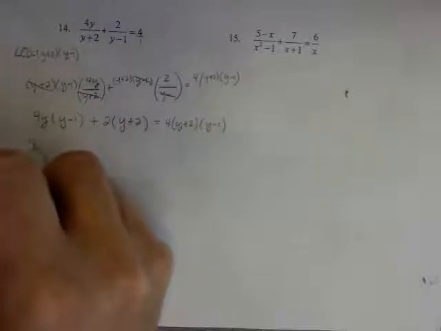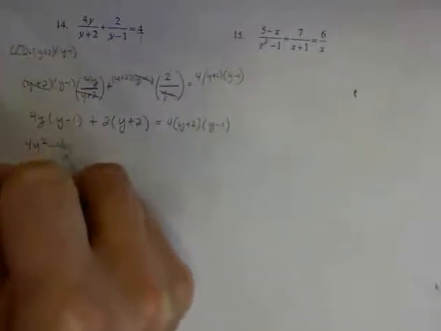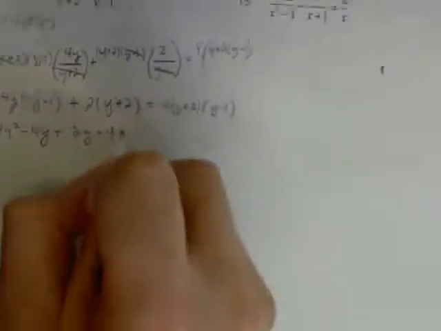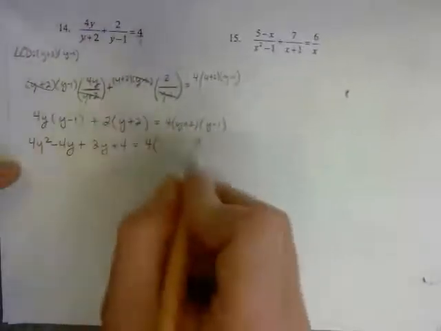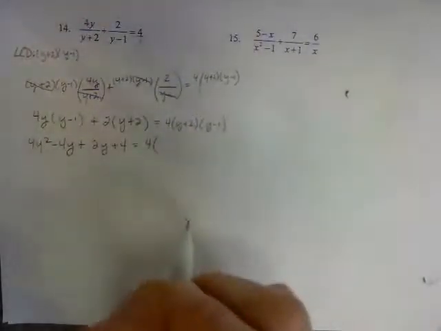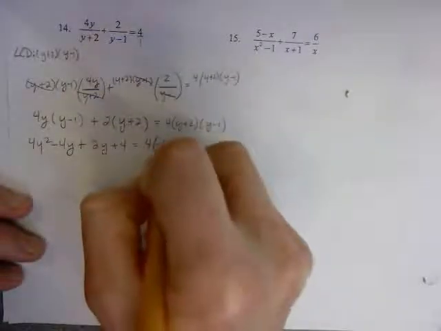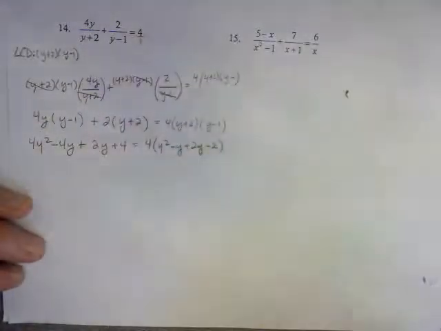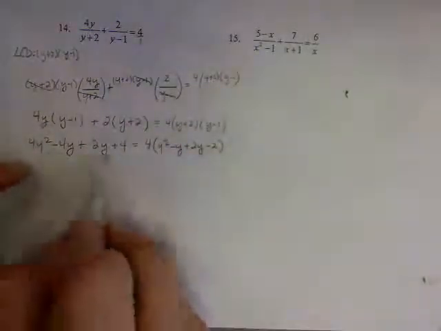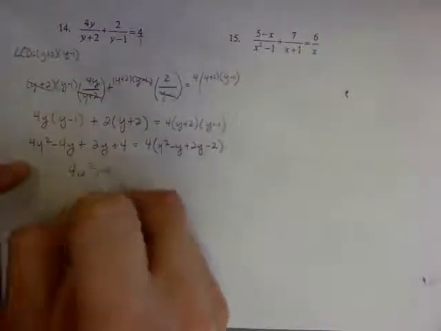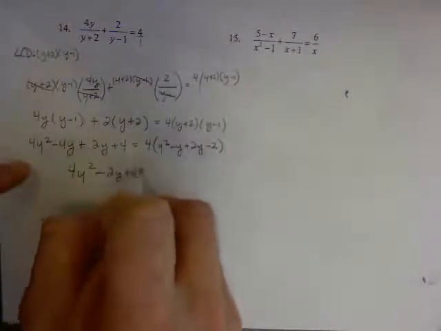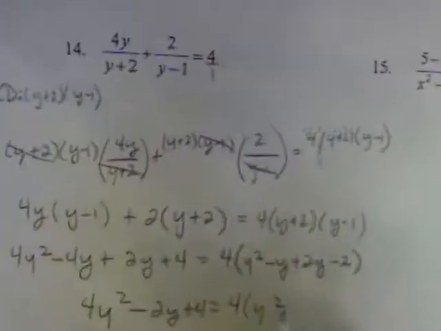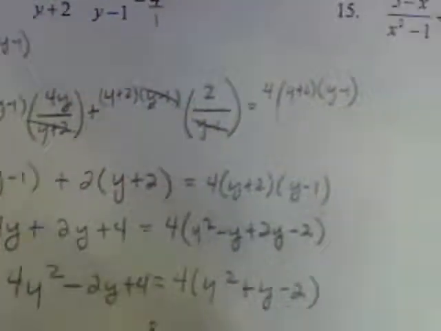4y times y is 4y squared minus 4y, distributive property, plus 2y plus 4. Now we can keep our 4, we can FOIL the y plus 2 and the y minus 1. That will give us y squared minus y plus 2y minus 2. Let's combine like terms over here. 4y squared minus 2y plus 4. And we can combine like terms over here. y squared plus y minus 2.